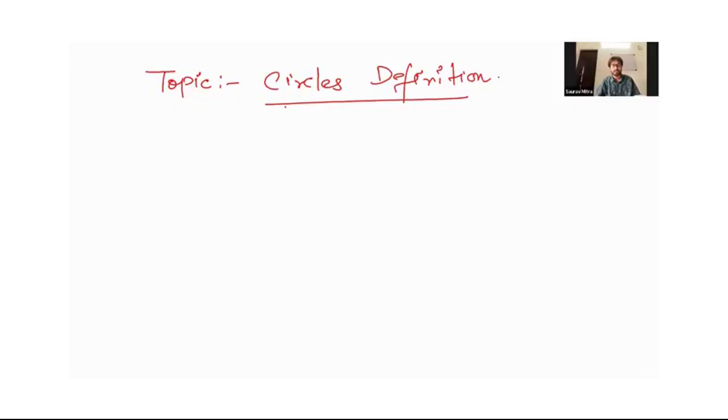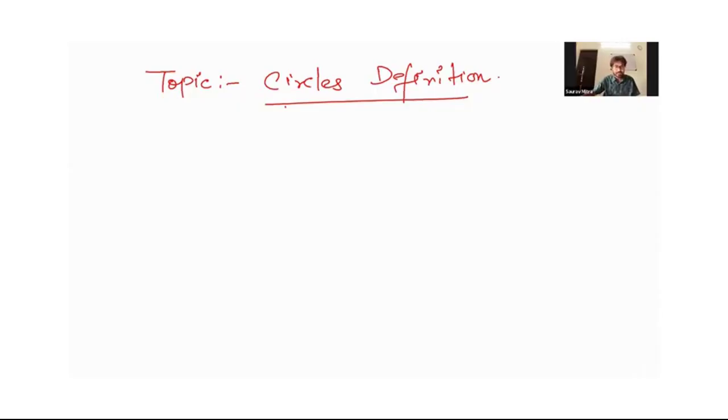Today's topic for the session is circles. We will discuss some important terms related to circles and some basic terms which we will use continuously while doing this chapter. So let's start the session.